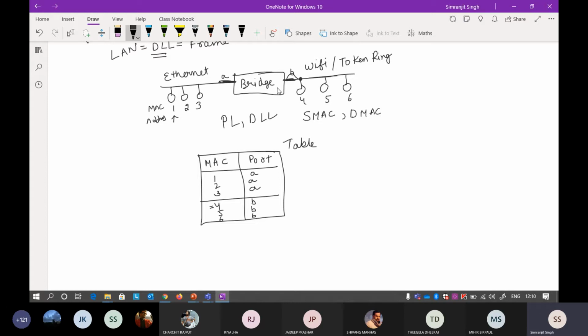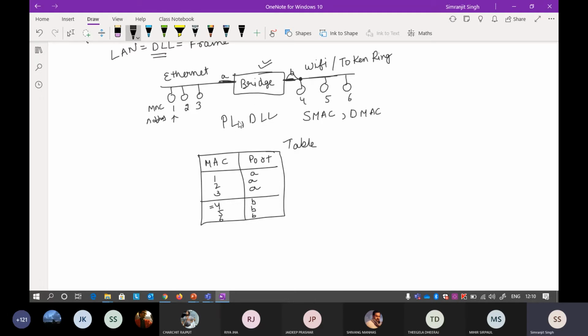That is the biggest advantage of a bridge. Because of the added functionality of the data link layer, the bridge is able to restrict a particular frame to go only towards a particular destination. Now if you see here, there are particular problems that also exist.